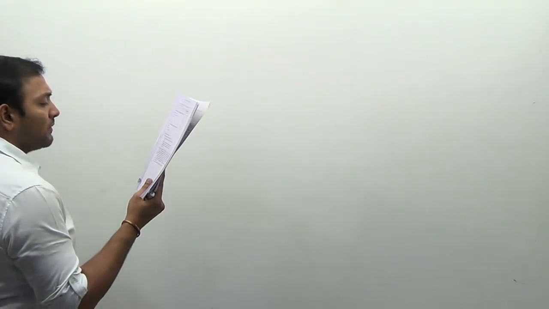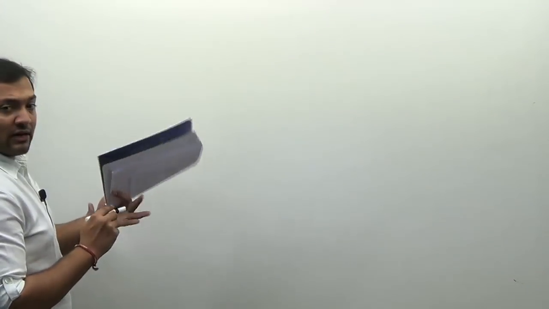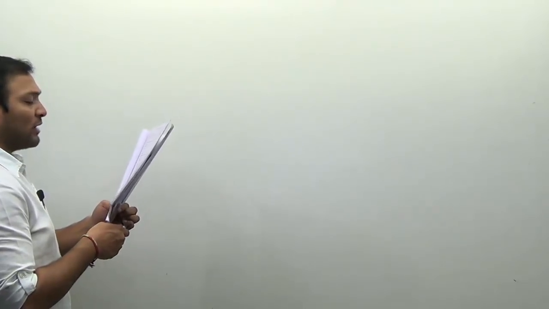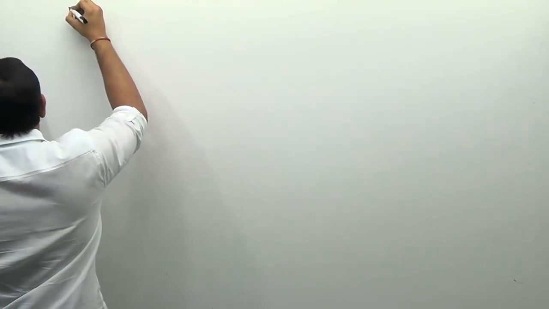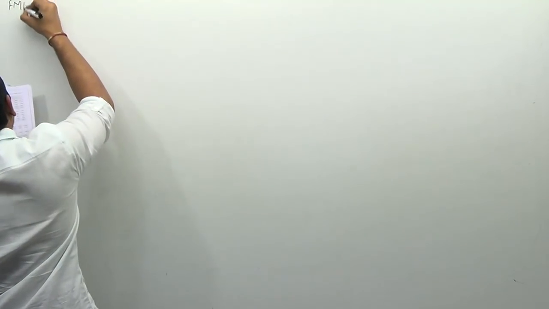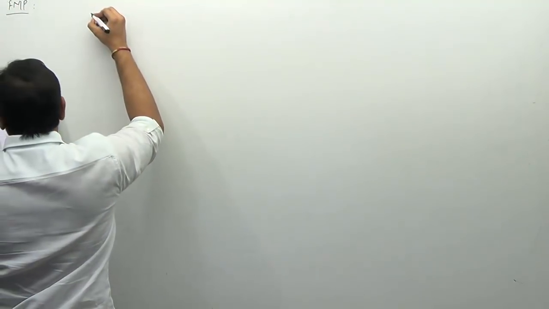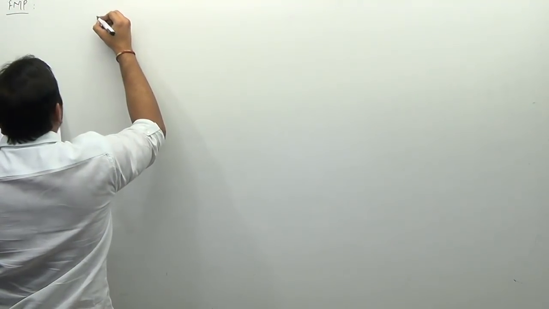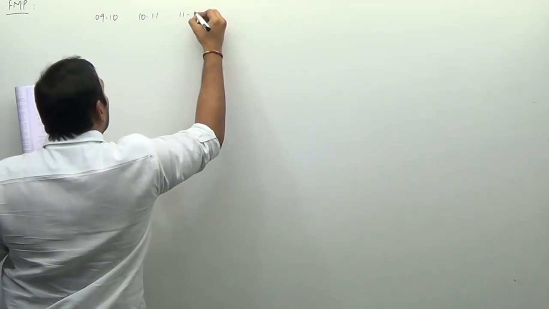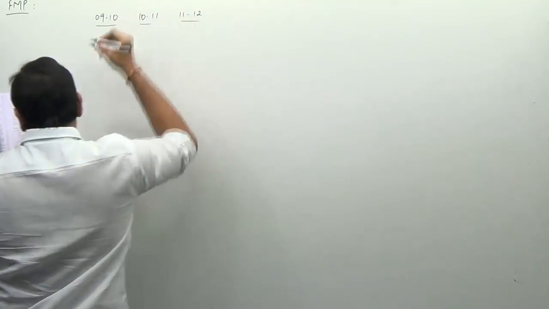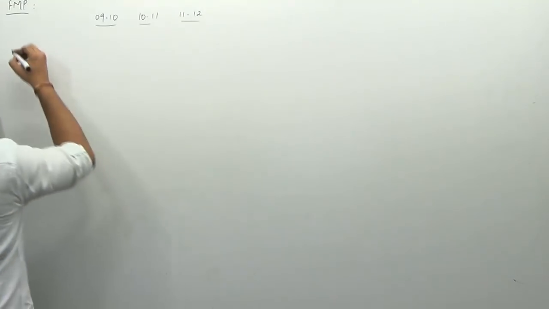So let's take up the valuations. So guys, there are 3 years. So every year we need to calculate the FMPs. Every year we need to calculate your average capital employed. So let's start with FMPs. I'm talking about every year now, so I need, first year is 2009-10, 10-11 and 11-12. Take the balances that he has given.